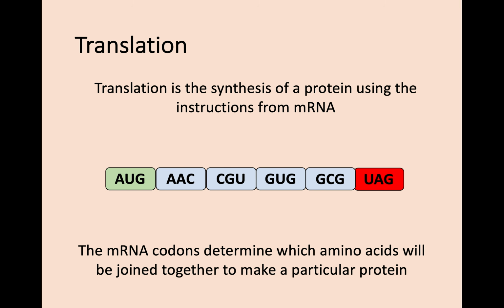So, moving on to the second part, translation. In translation, we have the synthesis, the making of protein from the instructions from that mature mRNA transcript. So remember, to get to this point, we had the DNA in the nucleus. We then transcribed a primary mRNA transcript. The primary mRNA transcript was then spliced in order to make a mature mRNA transcript, and here we are at the ribosome. So remember, these codons determine which amino acids will be joined together in order to make a particular protein.